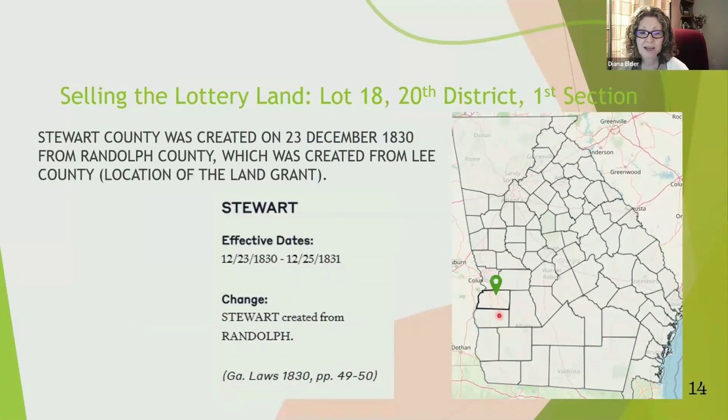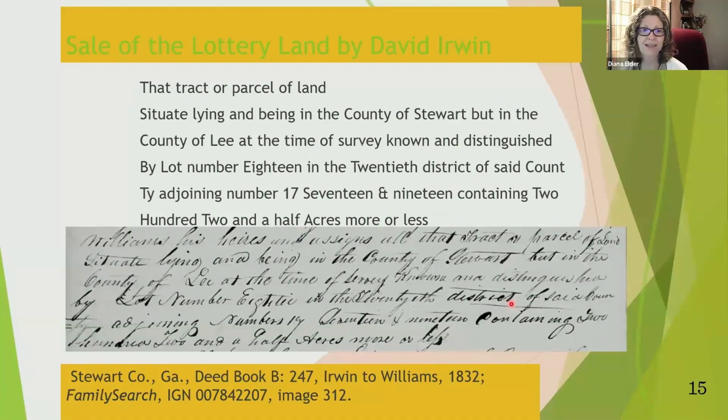Lee County was a county where all the records were destroyed in a courthouse fire, so there was nothing there for me to find. But thankfully, Stewart County had all of its records. So I did find a sale of that exact piece of land by David Irwin. At the time of the marriage to Sarah, that land that she had drawn a lot for became basically his, and he could sell it.